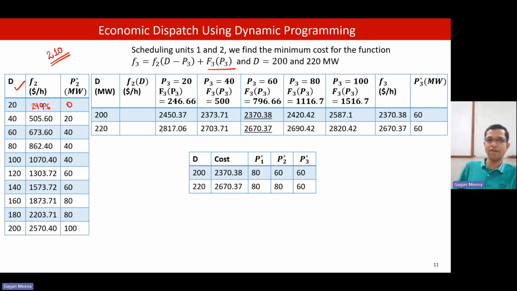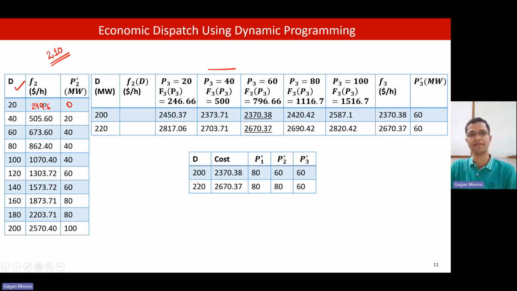Same thing we are going to do here. First we will calculate it for 200, then for 220, and in between we are going to calculate the cost. And by seeing the cost and the generation schedule for these two values, 200 and 220, we can know the generation cost as well as the schedule for the 210 value. This we want to know. It's a very important step.